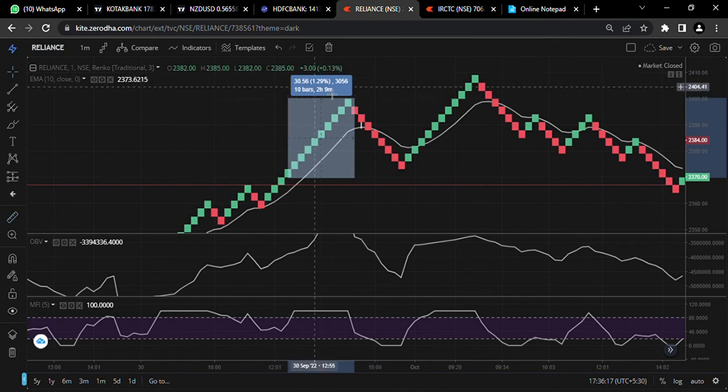See, 1.30%. 10 bars in 2 hours. It is good. It is a good move.